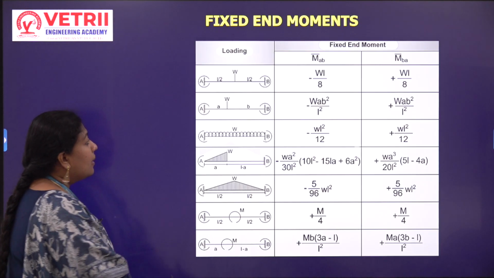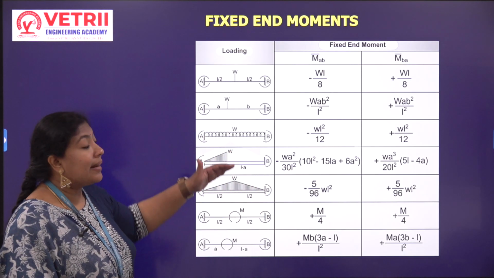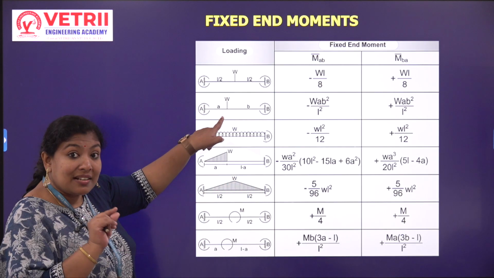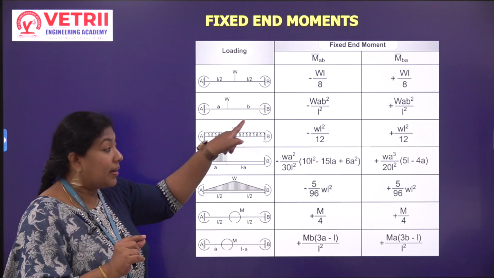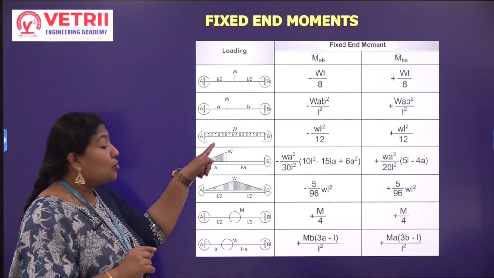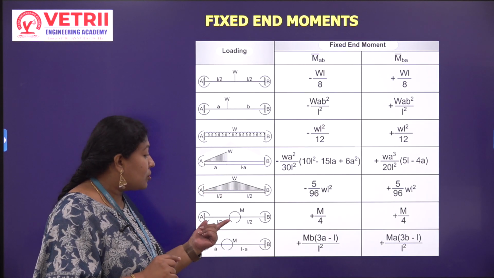Now these are very important. We saw many formulas, and the most frequently asked is this. For a central point load it is one thing; for an eccentric load, that is, not at the center, the left-hand side is all negative and the right-hand side is positive. Next, UDL is asked and half UVL. And also, what about the moment?